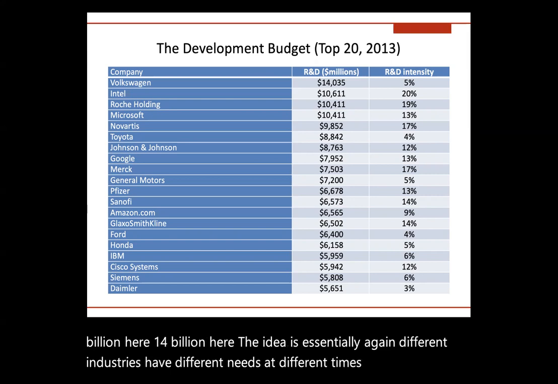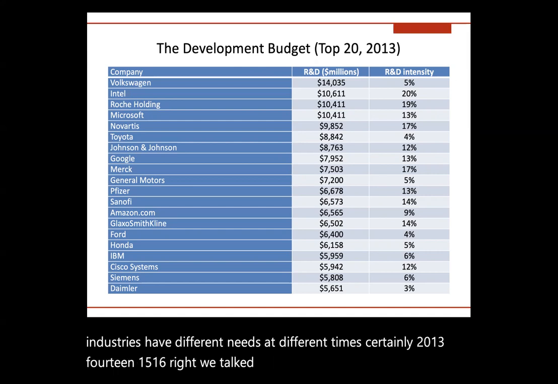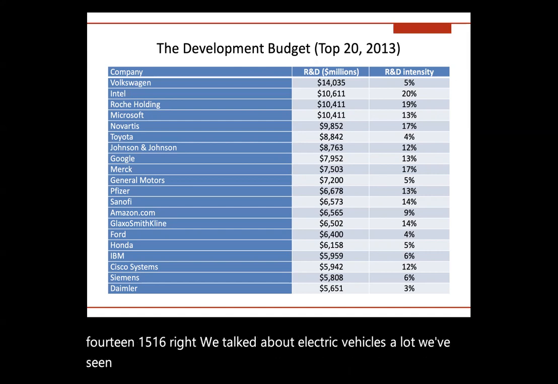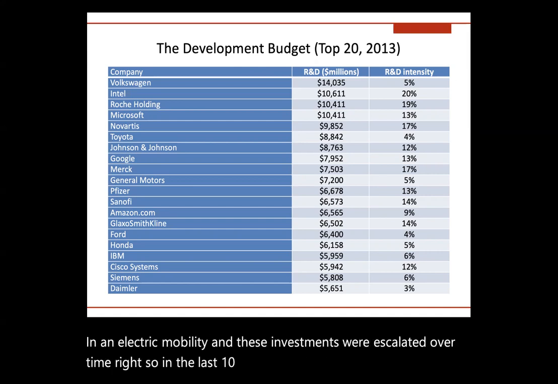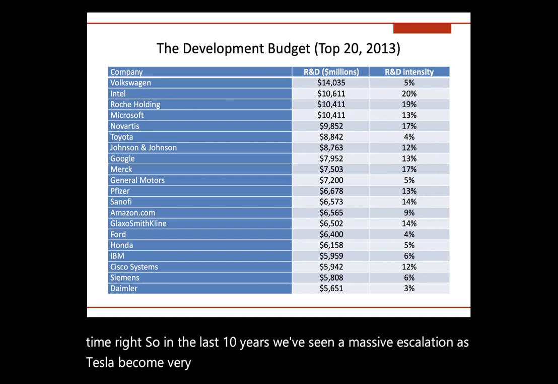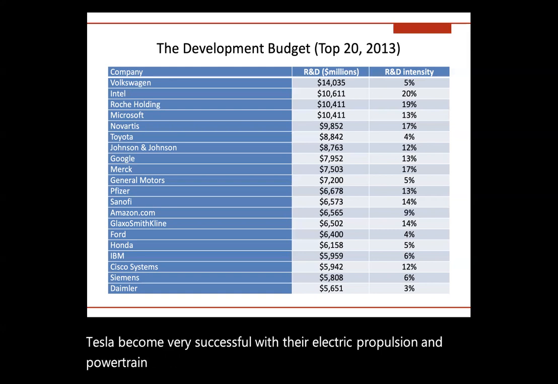Certainly, 2013, 14, 15, 16, right? We talked about electric vehicles a lot. We've seen that car manufacturers started to invest in electric mobility. And these investments were escalated over time, right? So in the last 10 years, we've seen a massive escalation as Tesla became very successful with their electric propulsion and powertrain systems. Other big car companies had to imitate or copy these efforts, and therefore have to spend more money.